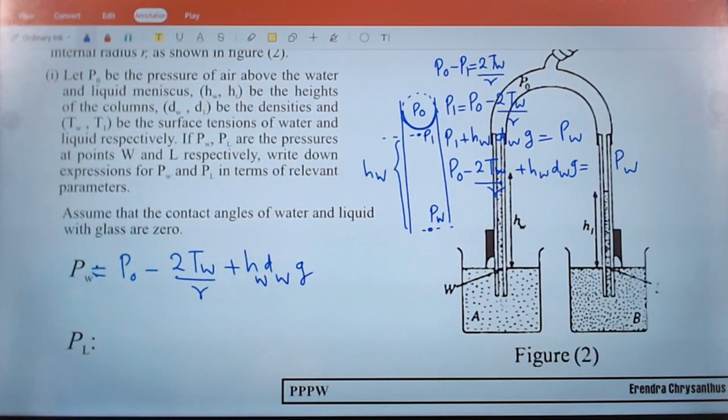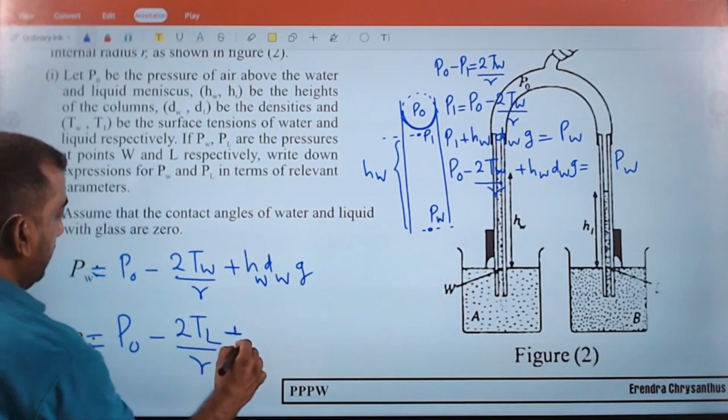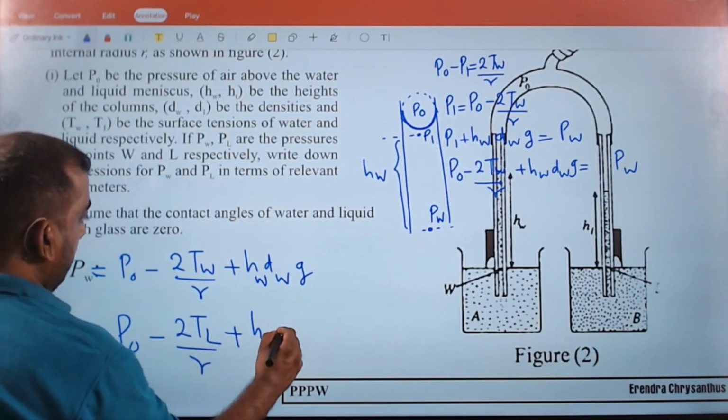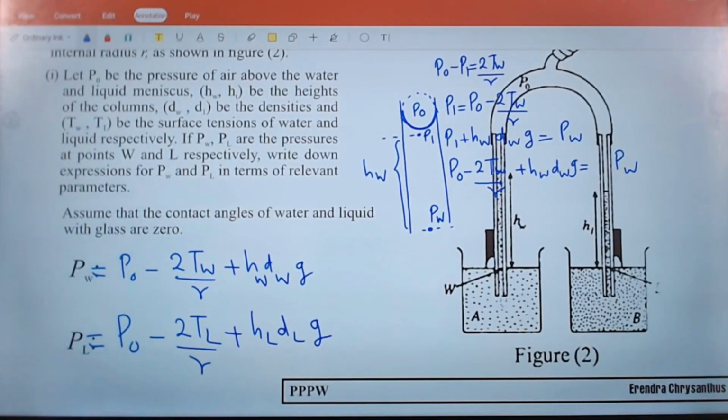Similarly on the other side, PL equals P naught minus 2TL over r plus HL dL g. Right.